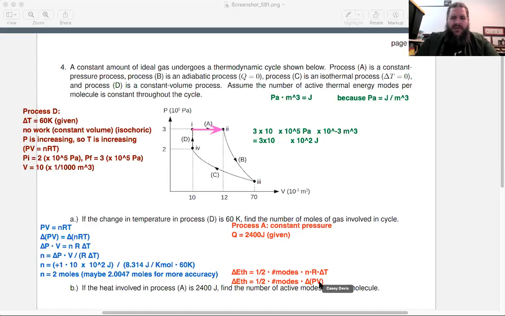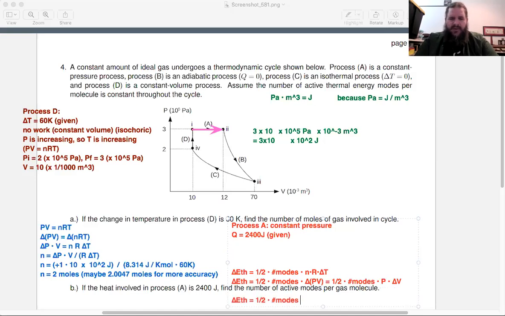Although in this case, what's not changing? Yeah, in this case, pressure is not changing. So pressure can be factored out. And we're left with 1/2 times the number of modes times the pressure, which is constant, times the change in volume. So let's try that calculation.